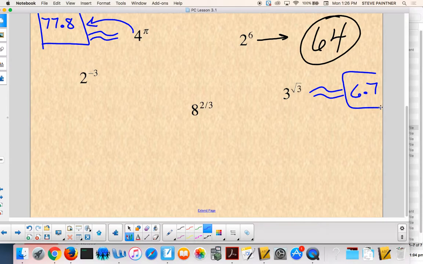Good. Let's do this one. Be careful because you might have forgotten your rules for exponents. When your exponent is negative, do we like negative exponents? Not at all. So what we usually do is this. We change negative 3 to positive 3. And you can't just do that unless you do what?